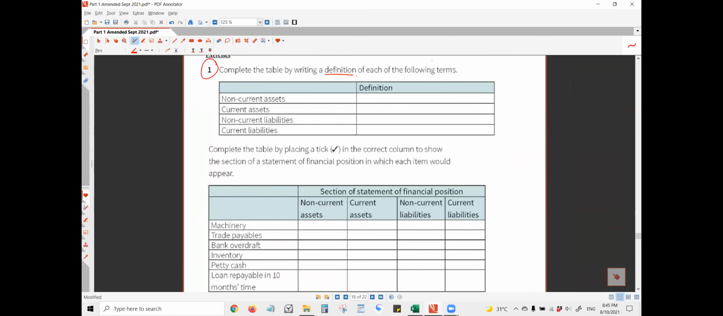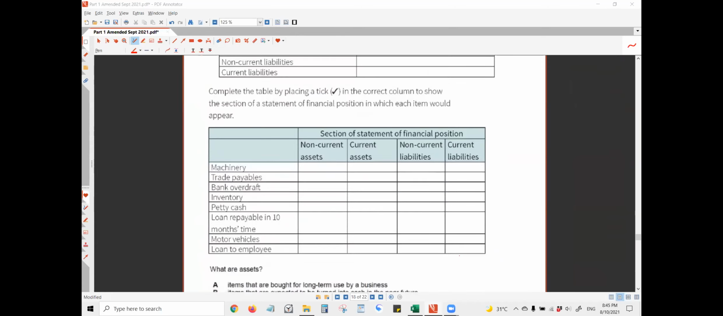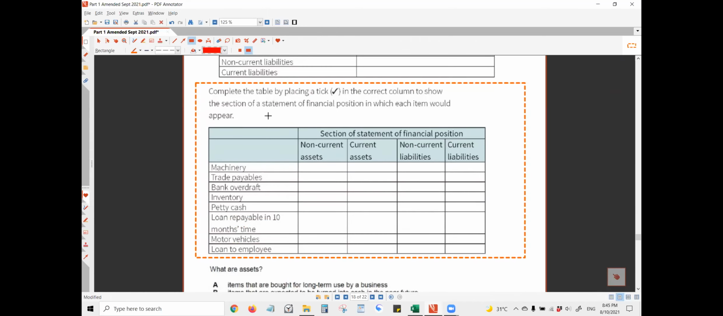Next, you have a table here. I would like you to try this table. You don't have to care what SOFP is for now. That is something you will learn in the next part of the lesson, Part 2. Statement of financial position, we will learn it in Part 2.